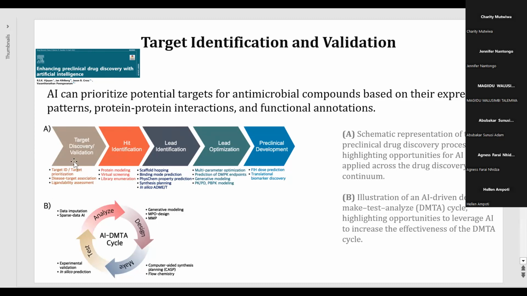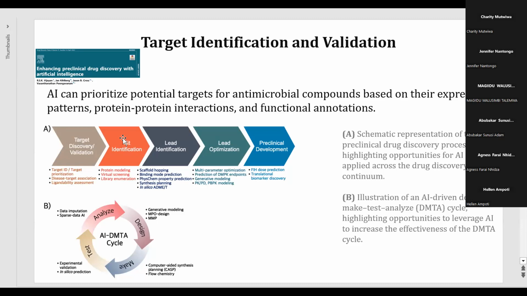So here you can see this is the target discovery, which means you discover a target. Suppose you have made an antimicrobial compound that acts in the liver. Then in the liver, in which part, or to which amino acid will it bind? That is the protein-protein interaction. What is the active site? So that is the target discovery.